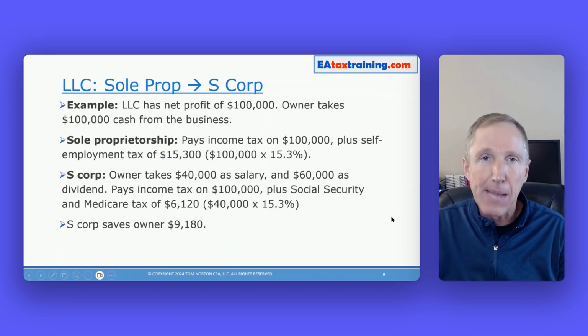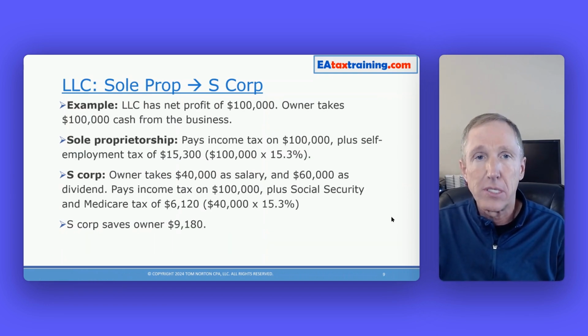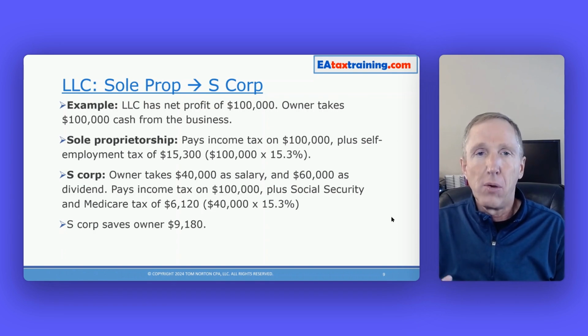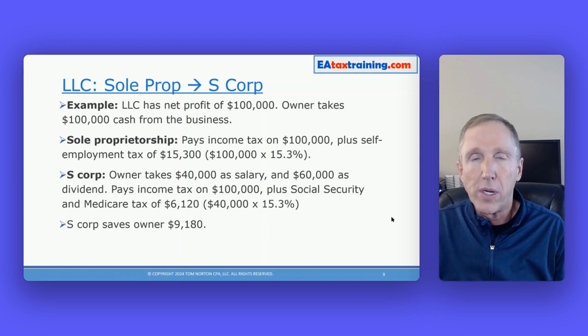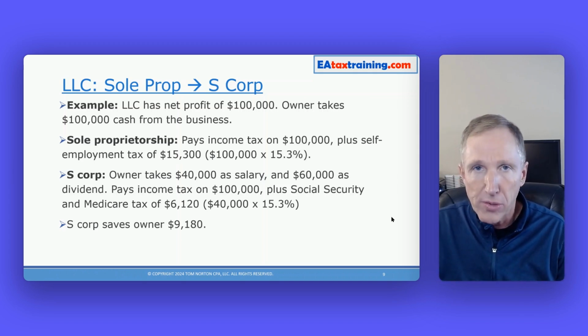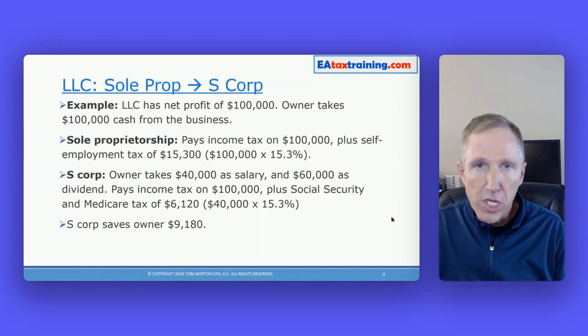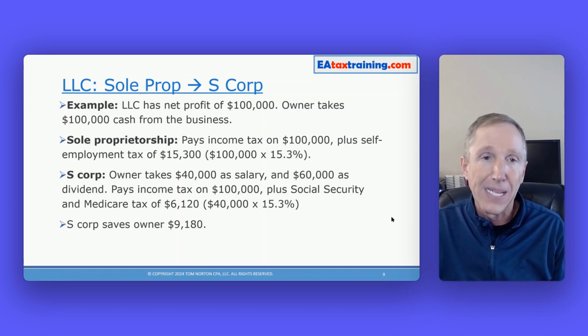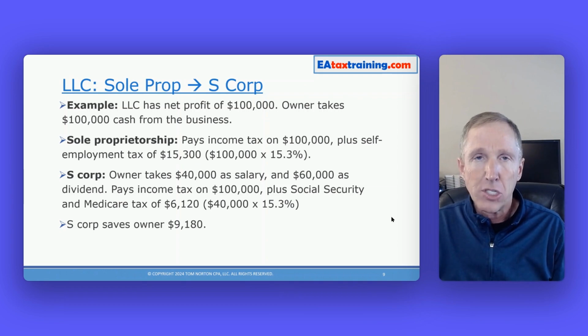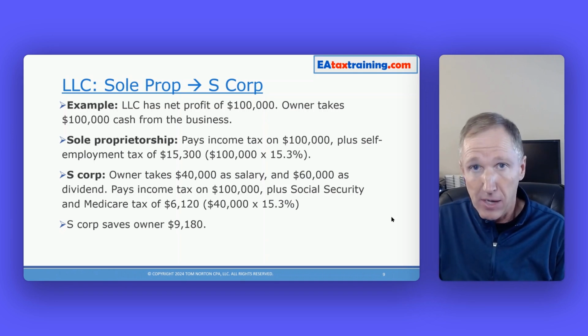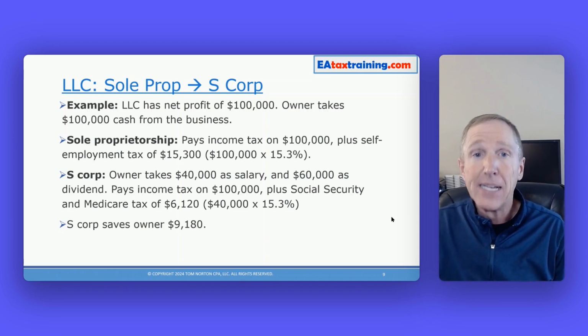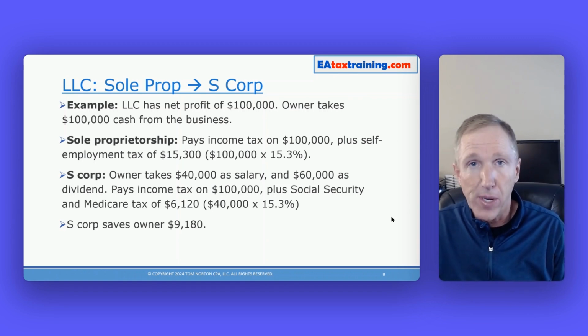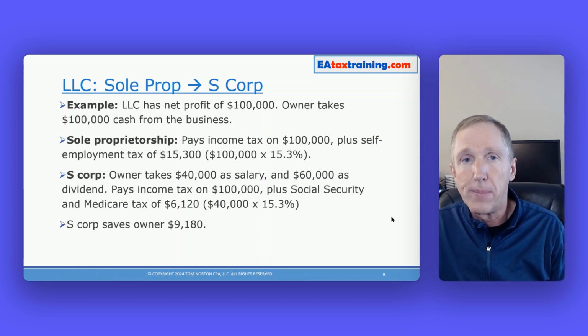So let's look at an example so we can actually put dollars to this and you can see how it works. Our example here is an LLC with a net profit of $100,000, and the owner takes the whole $100,000 of cash from the business for the year. We're going to look at this in two different ways: first, as if it were a sole proprietorship, and secondly, as if it were an S Corp. If it's a sole proprietorship, the owner is going to pay income tax on the $100,000, of course, and they're going to pay self-employment tax of $15,300. That's the $100,000 profit times 15.3% self-employment tax.